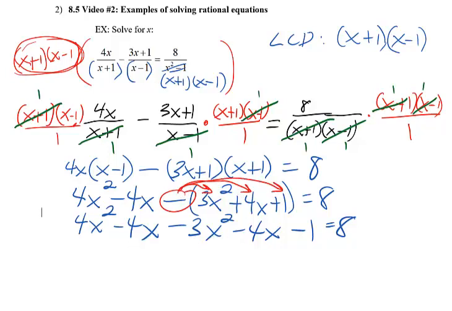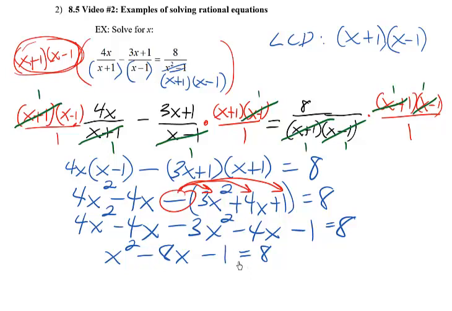Okay, things are looking better here. I think I have some like terms now. So I've got 4x squared minus 3x squared is x squared, minus 4x and another minus 4x is minus 8x, and then minus 1 equals 8. And then I have to decide how to tackle this.